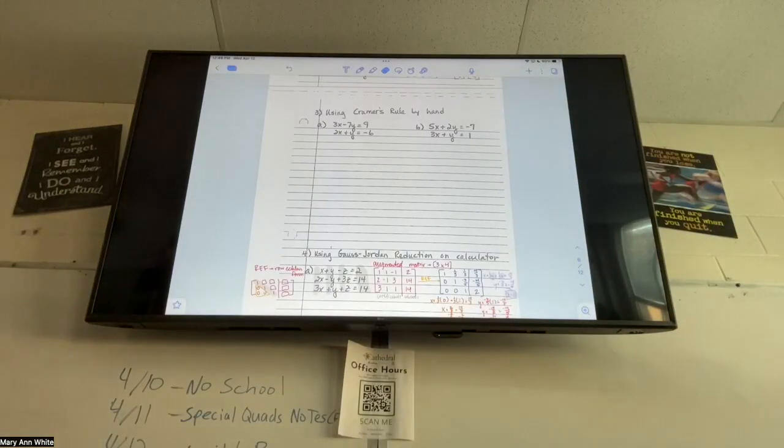All right, so again, we're just finishing 7.3 today. We're going to start doing this thing called Cramer's rule. Cramer's rule is just another method on how we solve these systems of equations.